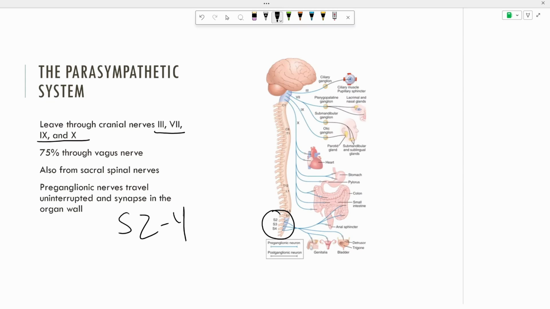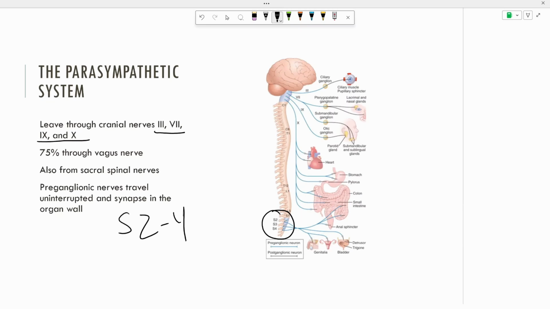S2, S3, S4, you can see where they go to. They go to the bladder, the sphincters. Remember, during parasympathetic, we want everything to be relaxed so that we can move and digest. So if you look where the parasympathetic innervations are, it's going to be in areas that it needs to control.